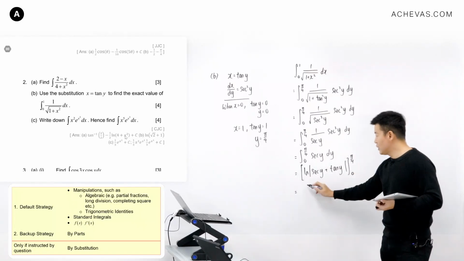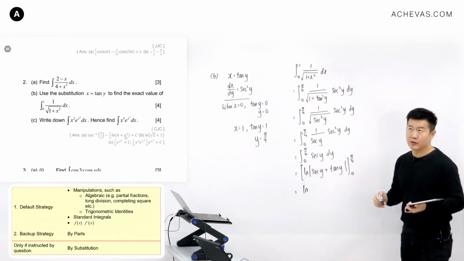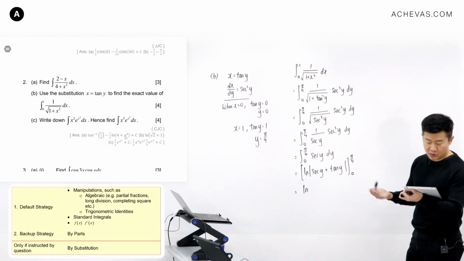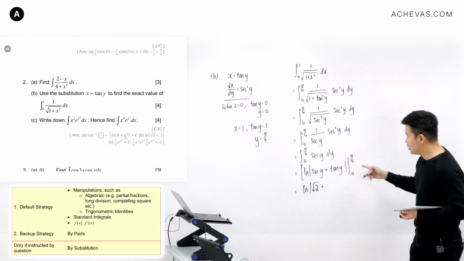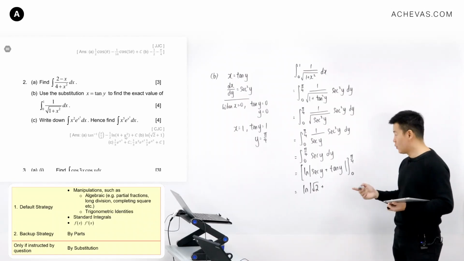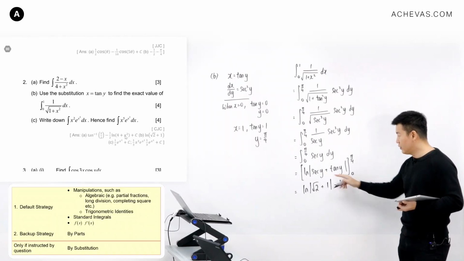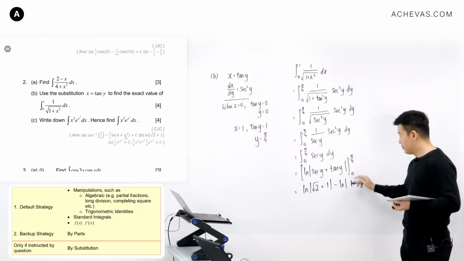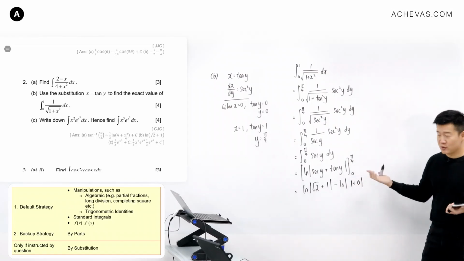So we will have a ln of secant pi over 4. Pi over 4 is a special angle, so it is going to give us a square root of 2. Plus tangent pi over 4 is 1. So we have a 1. Then minus away ln of secant 0. 1 over cosine 0 is 1. Then plus tangent 0 is 0. And we have a ln 1, which is 0.